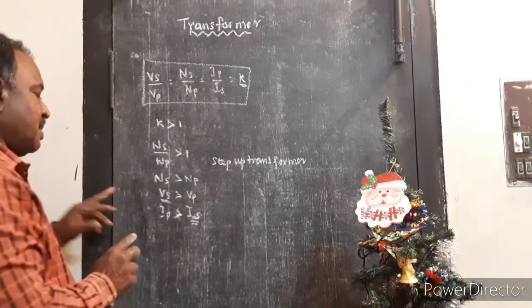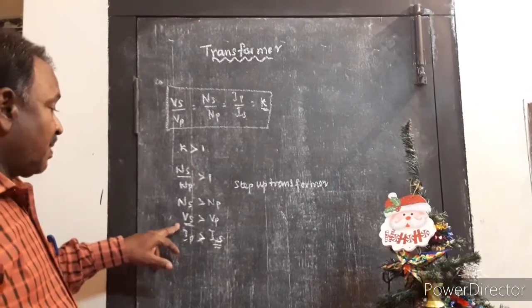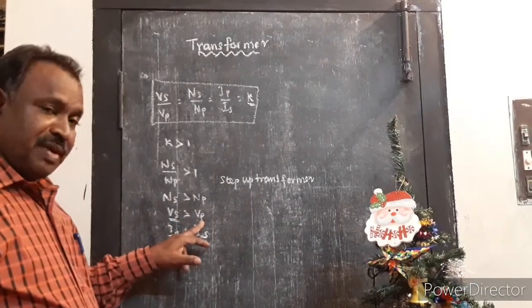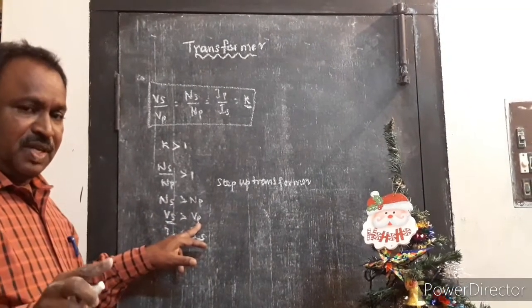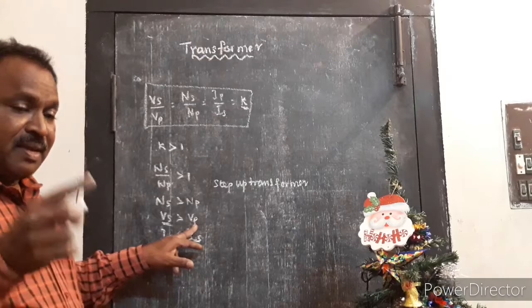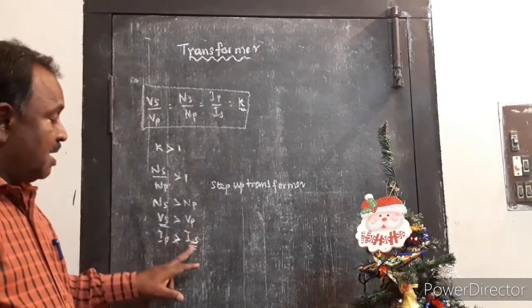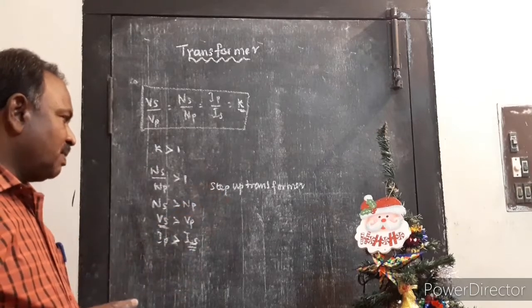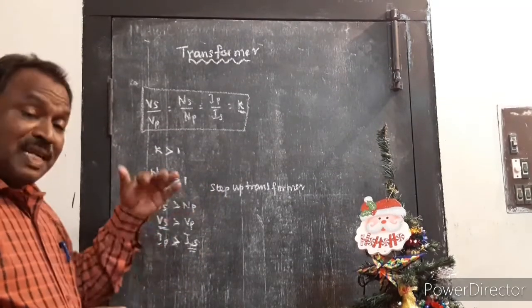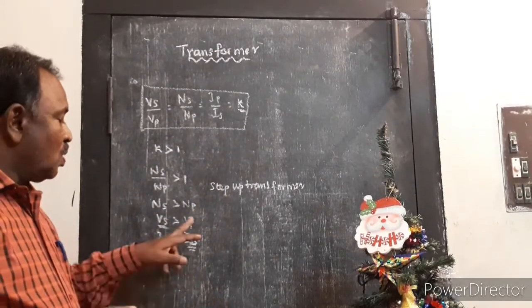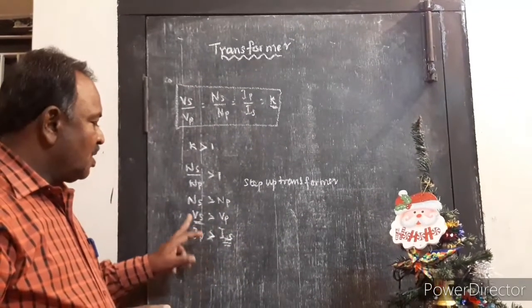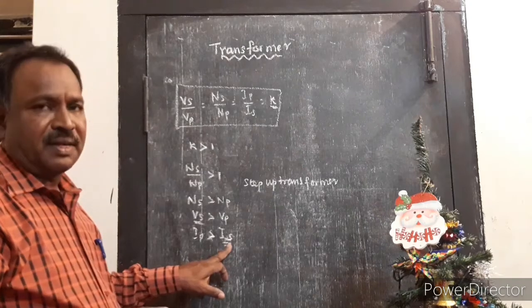So in a step-up transformer, secondary voltage is greater than primary voltage. So it will produce an increased output voltage but decreased output current. So a step-up transformer will transform low voltage with high current into high voltage with low current.